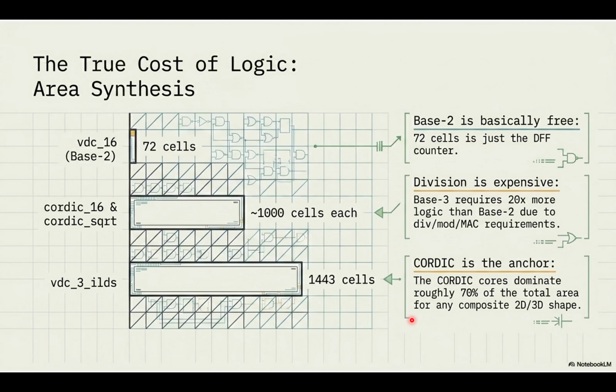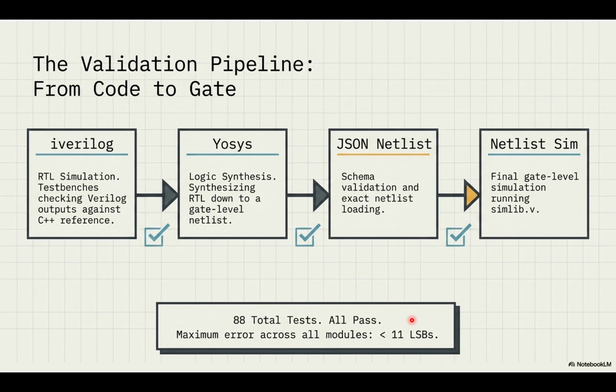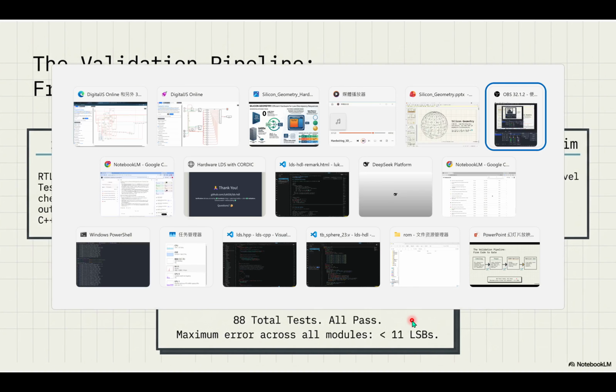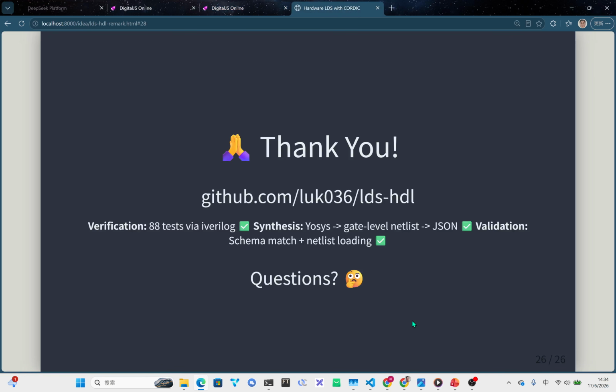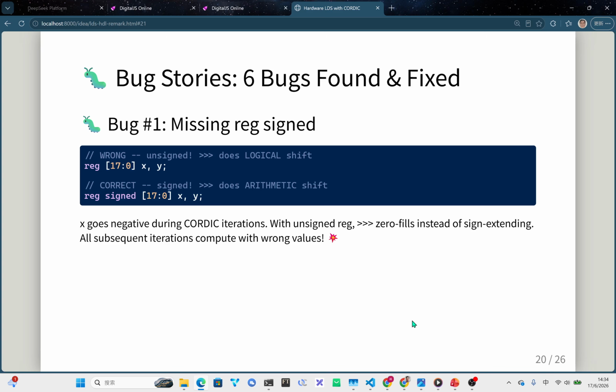Bug 1 and Bug 2 were basically bit-level disasters. Bug 1 was literally just a missing reg signed declaration. Right. So during the CORDIC iterations, the tracking values swing negative. And in binary, a negative number has a 1 in the far left position, the most significant bit. Okay. As CORDIC shifts to the right, it has to maintain that negative status. An arithmetic shift pulls in new 1s to fill the empty slot on the left.